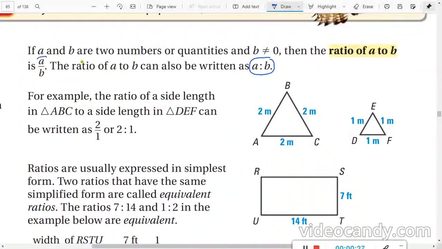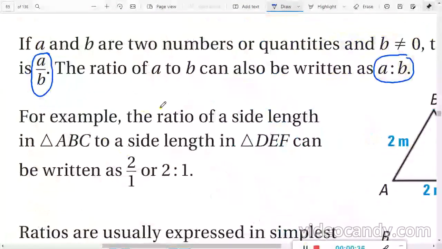Okay, so the fraction here is the equivalent of this right here. All right, the ratio of a side length in triangle ABC to a side length in triangle DEF can be written as 2/1 or 2:1.